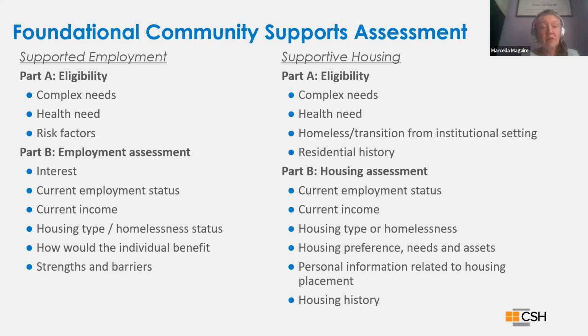Very similar in supportive housing, you need the complex healthcare needs, social needs, that they're experiencing homelessness, they're transitioning from an institutional setting, or they're coming from residential services, they've had a lot of change in residential services, they've had a lot of housing instability. You want to document in your initial assessment how and why a person is eligible for the services based on the eligibility requirements. And then again, all of this information for the housing assessment, what's their employment status, their income, housing type, or are they experiencing homelessness?